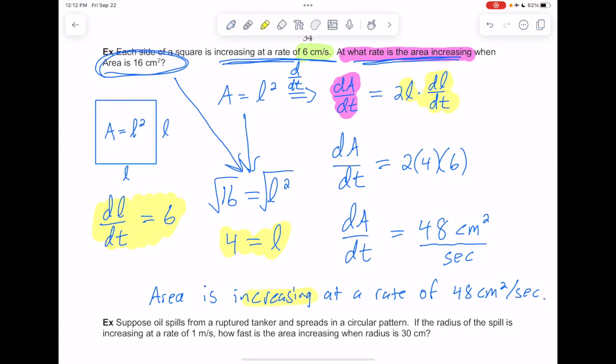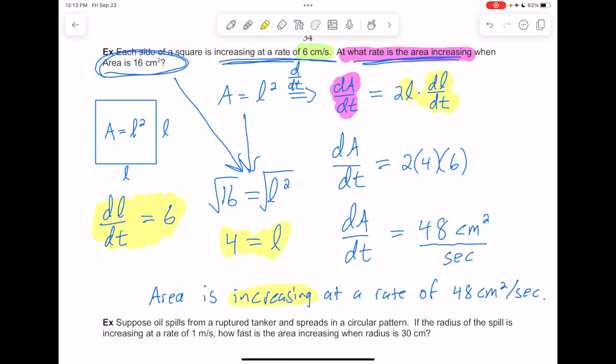I like to throw this idea in there. When somebody asks how things are changing, you should probably tell them whether it was increasing or decreasing. If we went back to the ships, they were going apart from each other. So it probably would have been a better answer if we said that the distance between them was increasing at a rate of 36 miles per hour instead of just giving the rate. So always try to mix in that idea of, is it increasing or is it decreasing? You get that idea just off of whether your derivative comes out to be a positive or a negative answer. And if it comes out negative, that means it's decreasing.